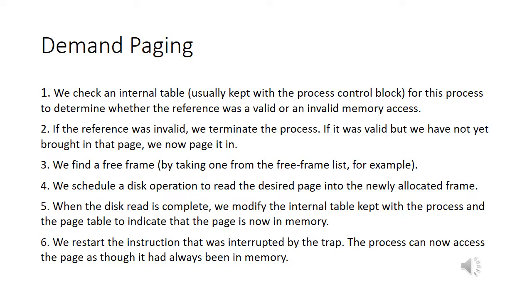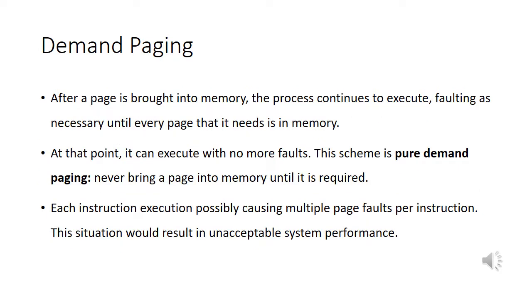When the disk read is complete, we modify the internal table kept with the process and the page table to indicate that the page is now in memory. Then we can restart the instruction that was interrupted by the trap. The process can now access the page as though it had always been in memory. After a page is brought into memory, the process continues to execute, faulting as necessary until every page that it needs is in main memory. At that point, it can execute with no more page faults.